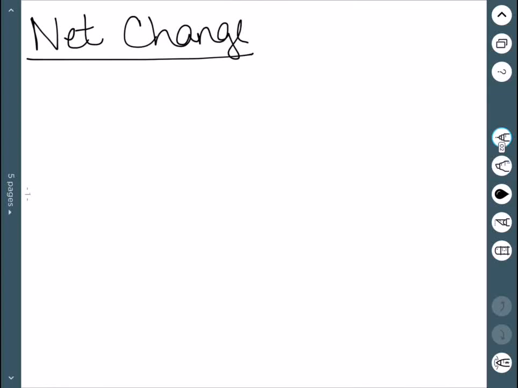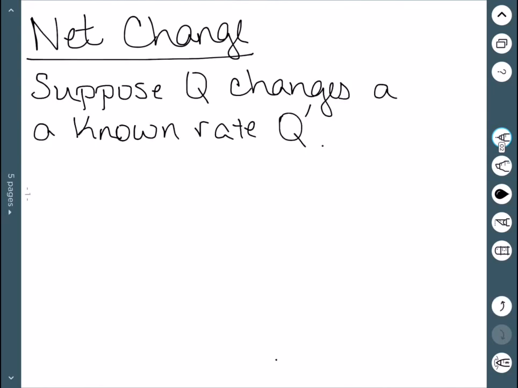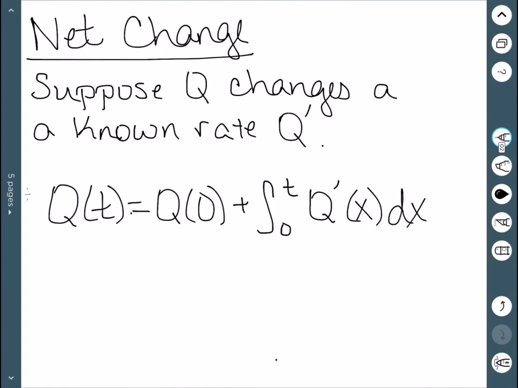We'll now look at net change, and this is going to be similar to our discussion on position and velocity. So to start with, we need to suppose that q changes at some known rate, q prime. Then we can predict values of q by adding our initial value of q plus the integral from 0 to t of q prime of x dx.